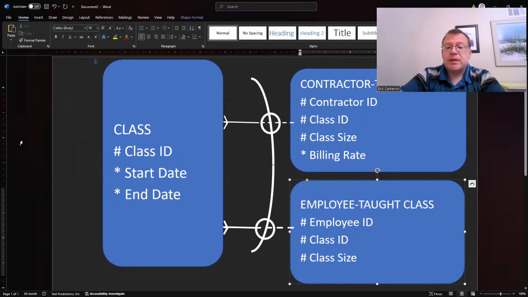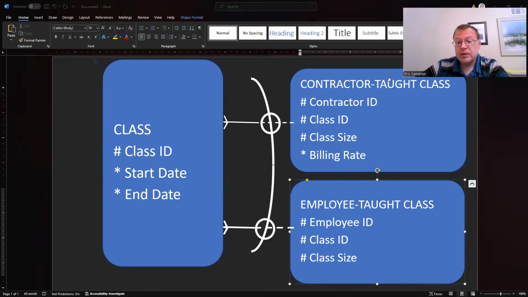So let's look at an example. This is similar to a company I used to work with. They had the ability for us to teach courses remotely. And the courses would either be taught by an in-house employee or they would be taught by a consultant. So the way that would look, if we model that, is going to be something like this.